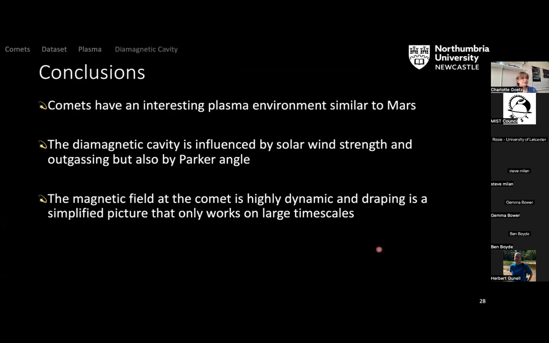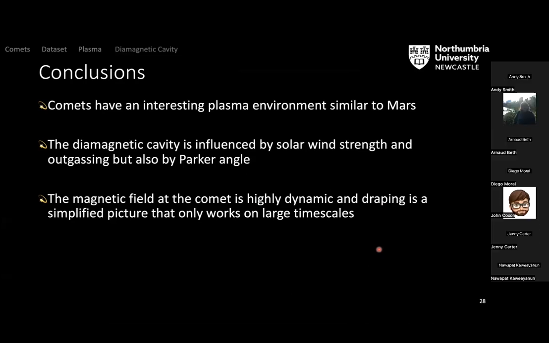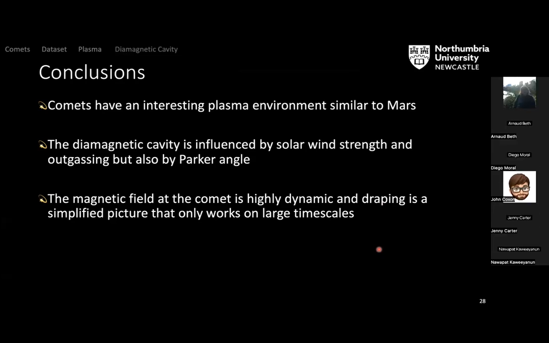Right, that brings me to the conclusions. What do I want you to take away from this? Well, I think comets are a super interesting plasma environment. They're very, very complicated because we have different kinds of ions, and the source of the disturbance is so small that it doesn't really matter. So all we're dealing with really is an ion cloud.